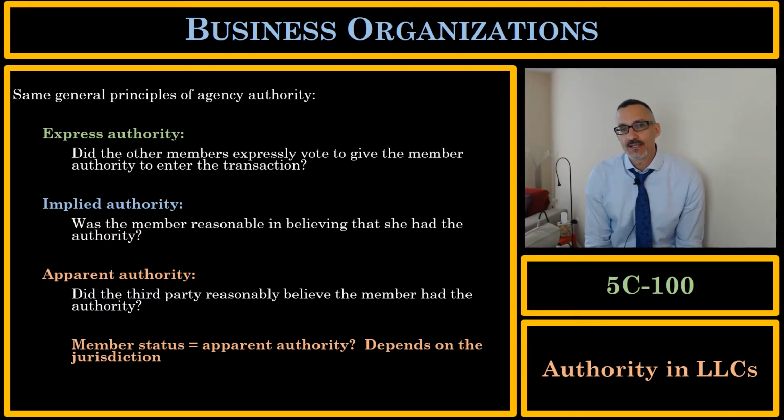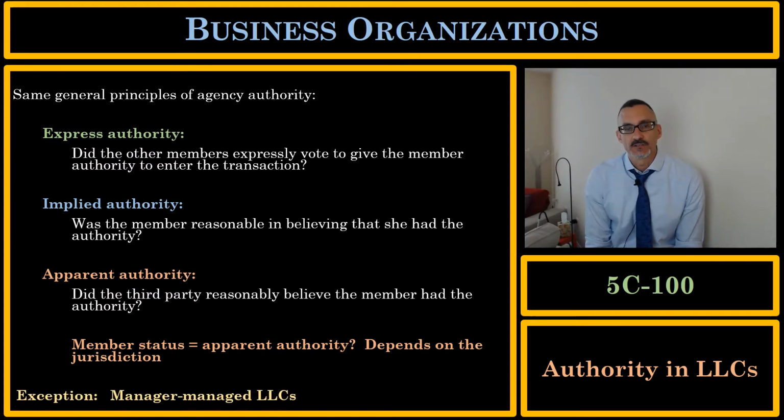Now, remember in the partnership context, we said that a partner had the apparent authority to bind the partnership in ordinary business transactions simply by virtue of being a partner. In some jurisdictions, the rule for limited liability companies is the same. Once again, you have to read your statute pretty carefully. So, your member status, just the fact that you are a member, gives you the apparent authority to bind the limited liability company simply because you are a member, right? And once again, we're talking about ordinary business transactions.